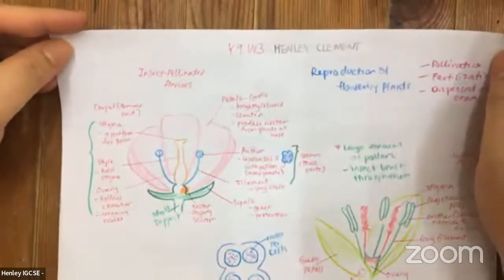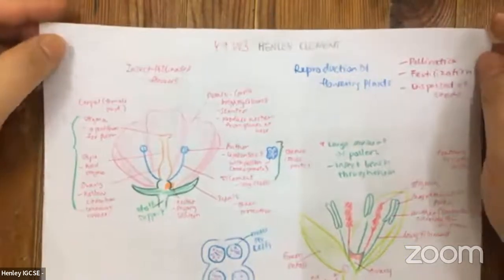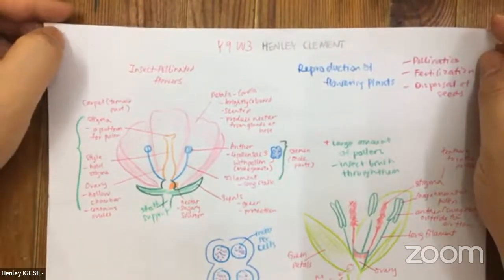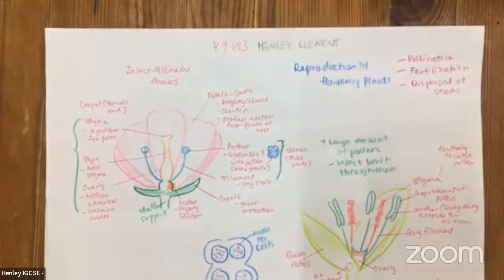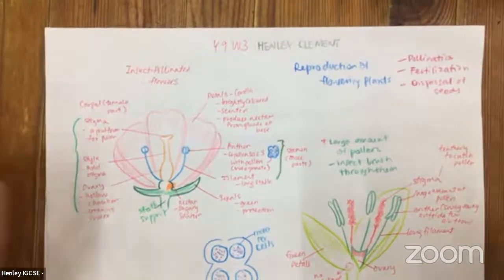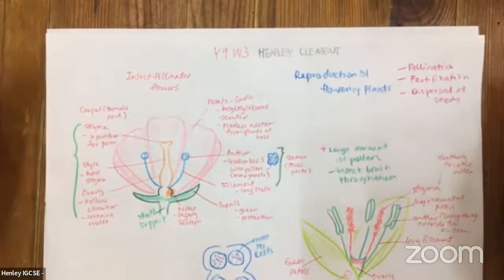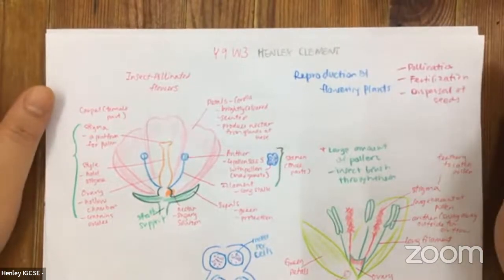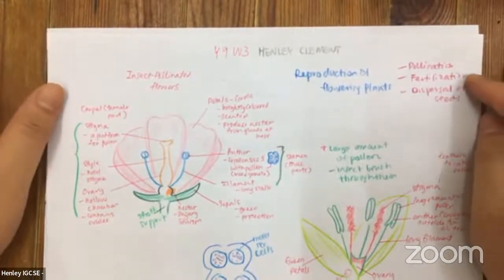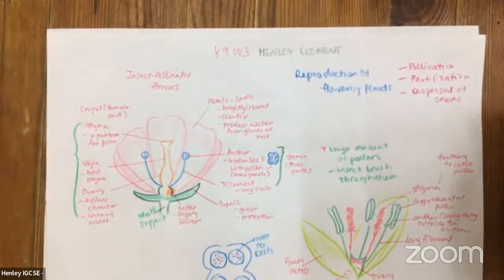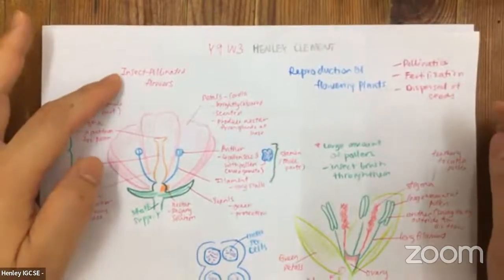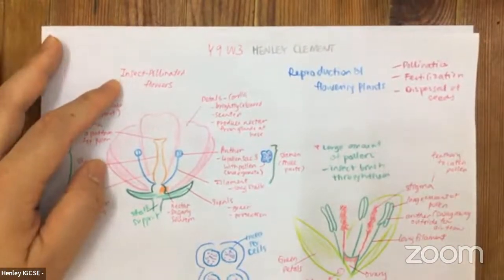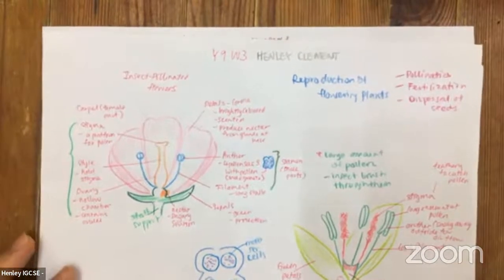Okay, good morning. This is Mr. Henry Clement. Today we are sharing about the reproduction of flowering plants. Thank you for following us. Today we are facing some technical problems. This chapter I will try to make into 3 different parts: pollination, fertilization, and dispersal of seeds. Today we are starting with the insect pollinated flower and the wind pollinated flower. These are the 2 main sections in this chapter.